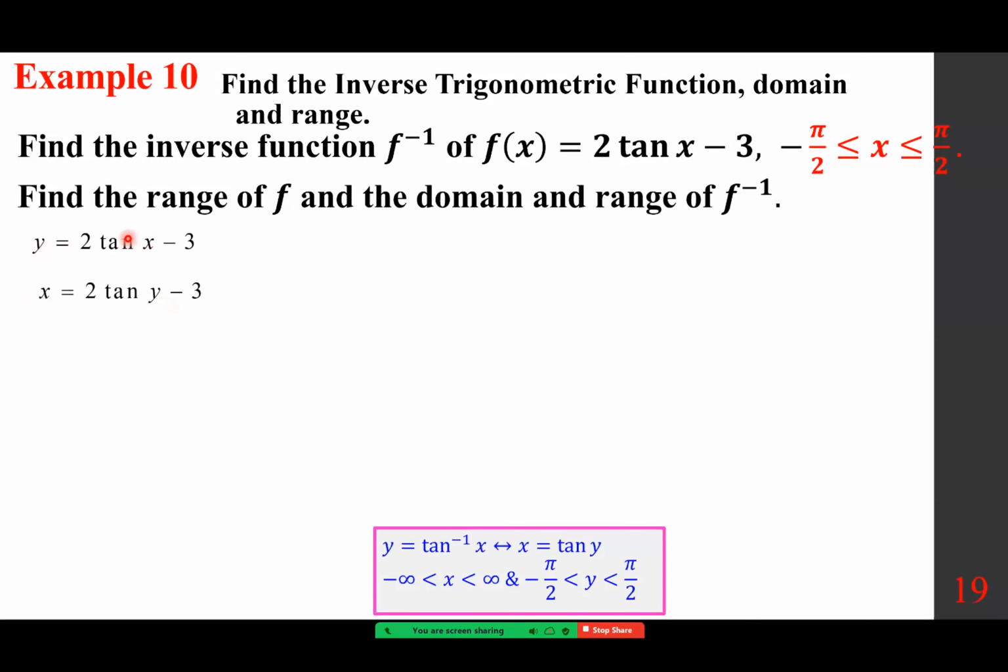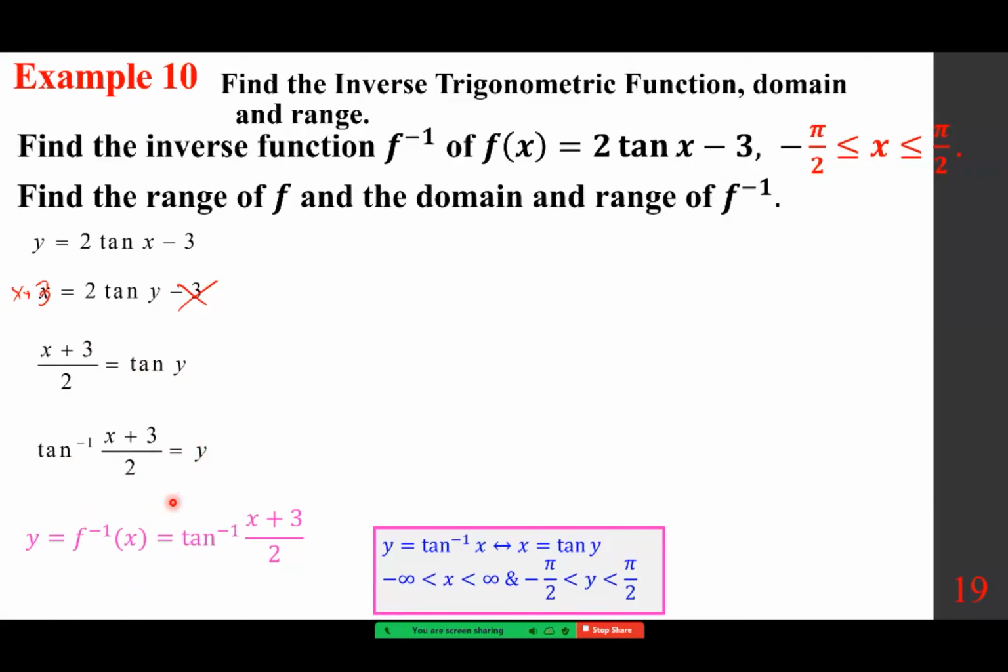So move the minus 3 across. If I get rid of this, this becomes x plus 3. And I'm going to divide both sides by 2. And so this is tan y. By definition of an inverse function, y equals tan inverse when x is tan y. So tan inverse of this expression is y. And now we change y to f inverse. So f inverse is tan inverse of x plus 3 over 2.